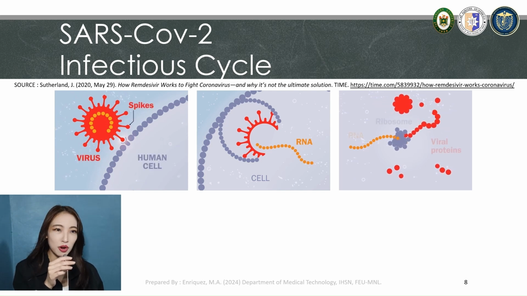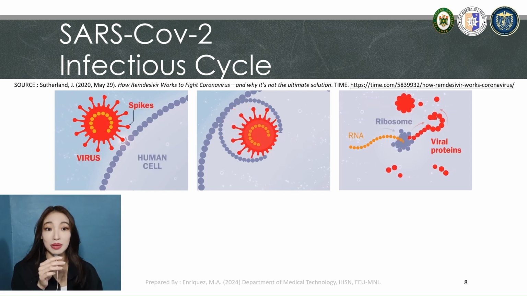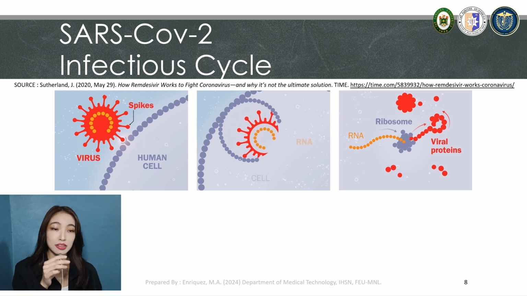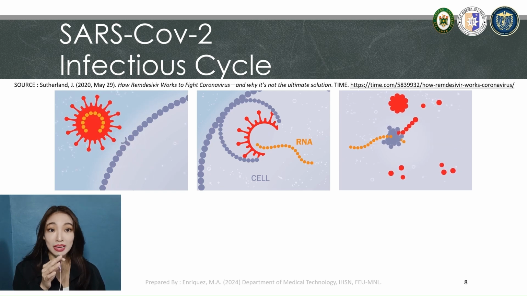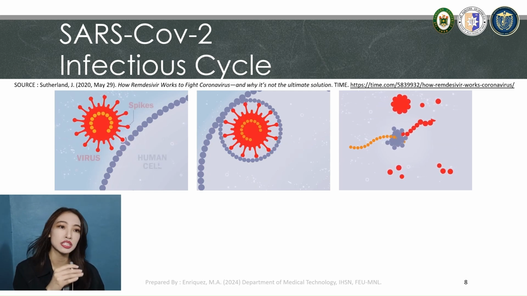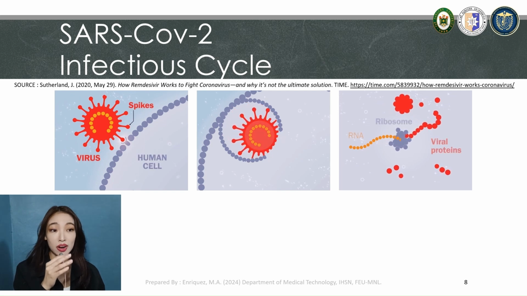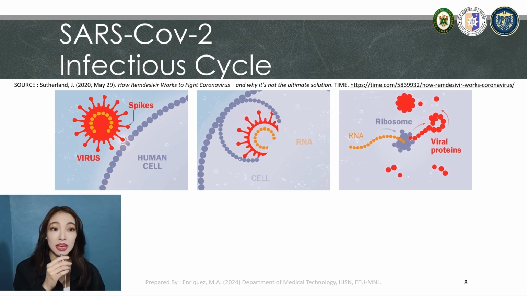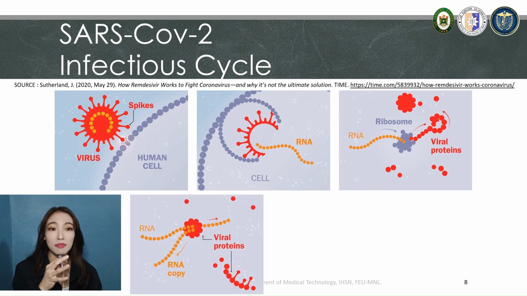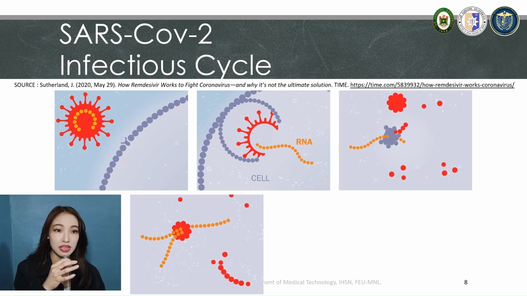Now, these viral proteins are needed to make copies of the viral RNA as well as other parts of the virus, like the outer spikes and membrane. And as more proteins and RNA strands are made, they proliferate, making exponentially more copies that fill up the host cell.